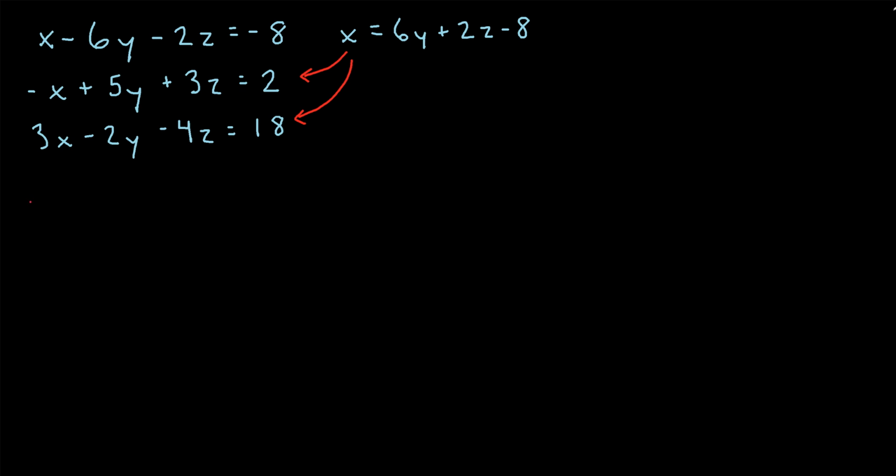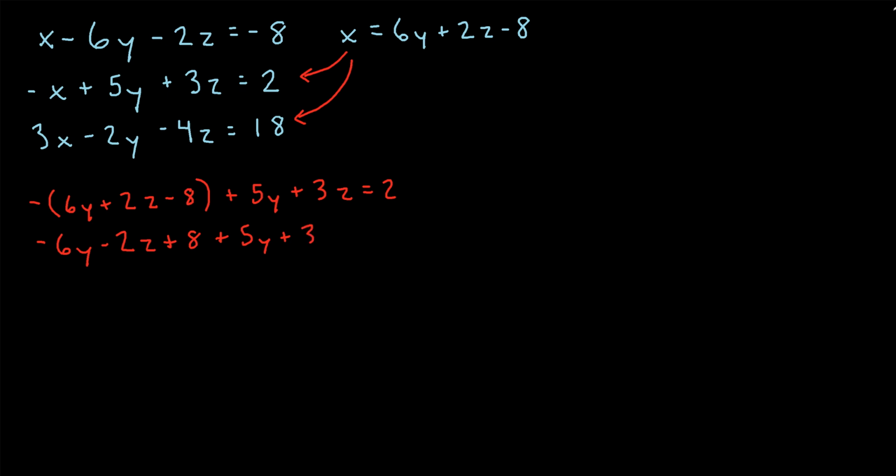So in this first one we have negative, instead of x we'll write 6y plus 2z minus 8. And then we have plus 5y plus 3z equals 2. If we distribute this negative sign, we'll get negative 6y minus 2z plus 8 plus 5y plus 3z equals 2. So we can combine like terms. We have negative 6y plus 5y, that's negative y. Negative 2z plus 3z, that's plus z. And then we have plus 8 is equal to 2. If we subtract this 8 from both sides, we'll get negative y plus z is equal to negative 6.